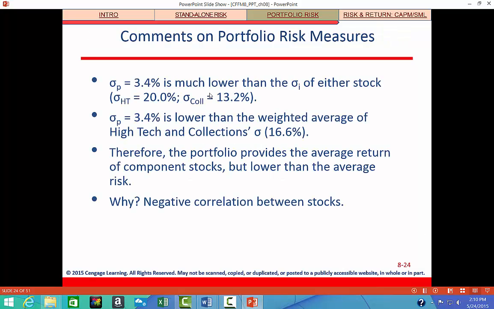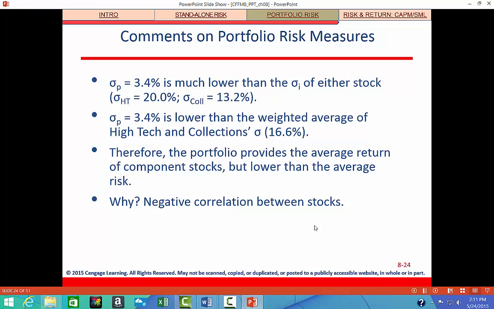So you can see this is kind of a summary slide that the 3.4% standard deviation was lower than the standard deviations of either of the stocks that we were looking at, high tech versus collections. They both had high standard deviations. And even the 3.4% is lower than the weighted average of the two standard deviations, which isn't the correct thing to do. So why did we get this much lower standard deviation?